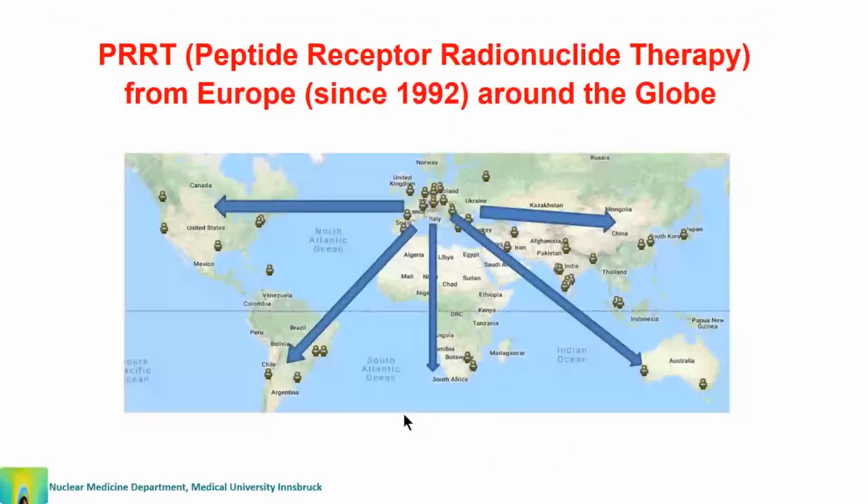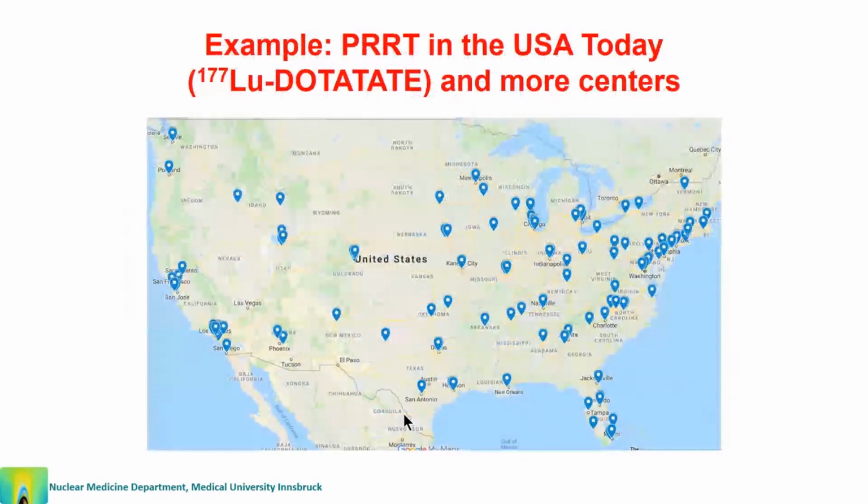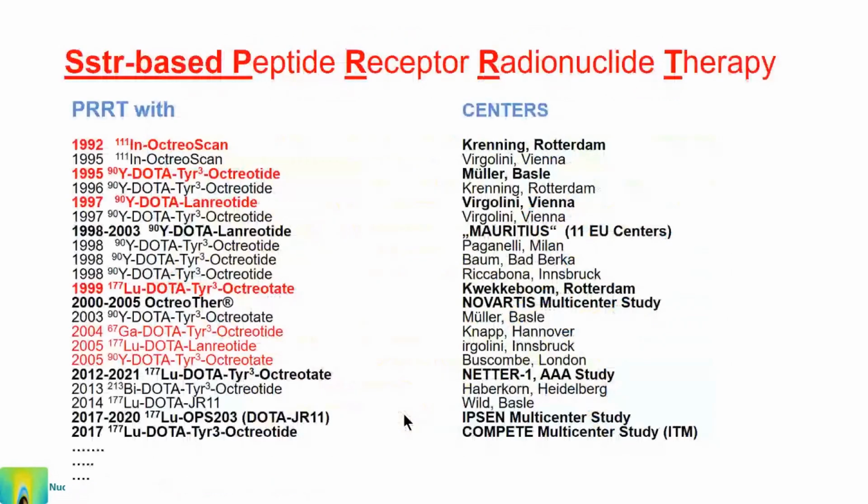Now, most of the studies originally come from Europe, spreading all over the world. For instance, in the States, we have so many centers now administering lutetium dotatate. So this is a great success that we are having over the recent years. This is just some history here, starting from Europe to everywhere in the world.